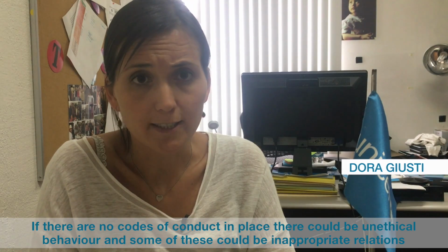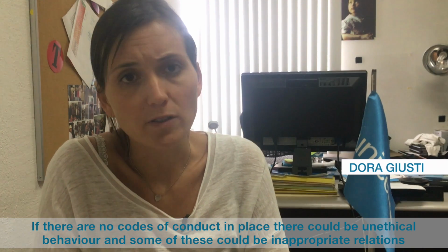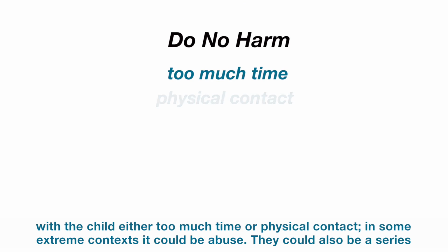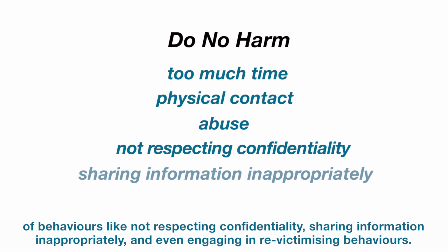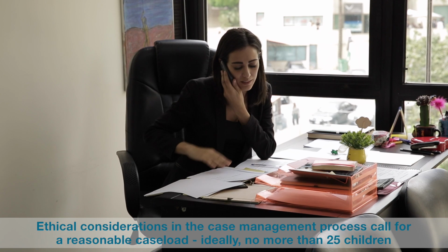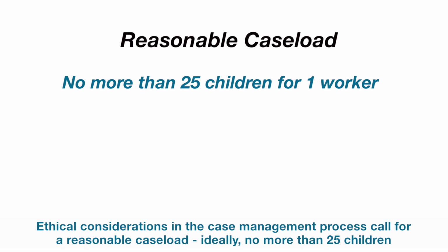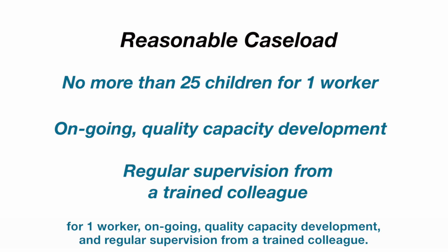If there are no codes of conduct in place, there could be unethical behavior, and some of this could be inappropriate relations with the child, either too much time or physical contact. In some extreme cases, there could be abuse. There could also be a series of behaviors like not respecting confidentiality, sharing information inappropriately, and even engaging in re-victimizing behaviors. Ethical considerations in the case management process call for a reasonable caseload, ideally no more than 25 children for one worker, ongoing quality capacity development, and regular supervision from a trained colleague.